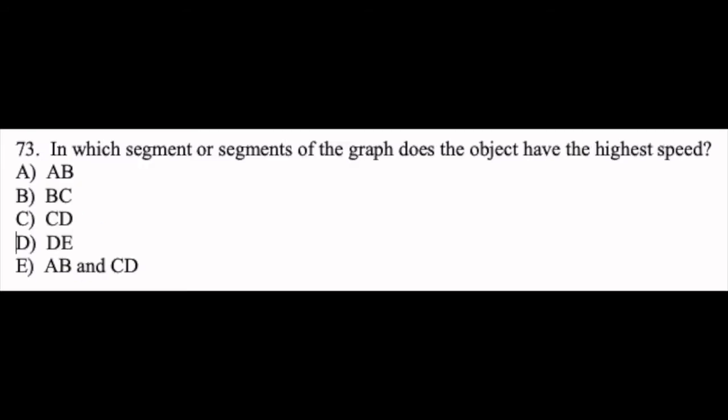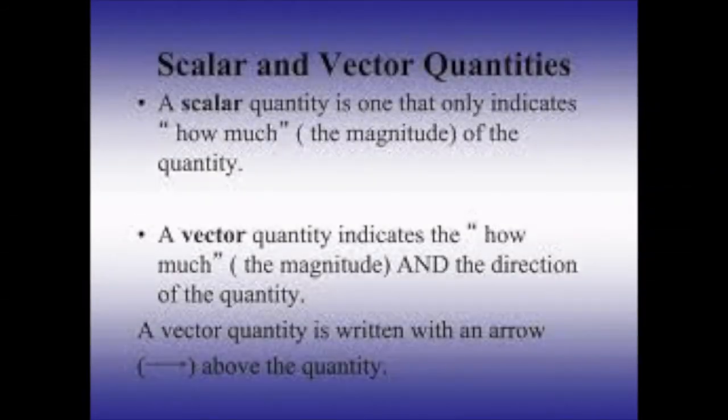The third part of this graphic problem asks us, in which segment or segments of the graph does the object have the highest speed? Well, this is an easy one. But first, we have to make a difference between speed and velocity. Velocity has direction and magnitude, while speed has only magnitude. Yes, you are right. Speed is a scalar and velocity is a vector quantity.